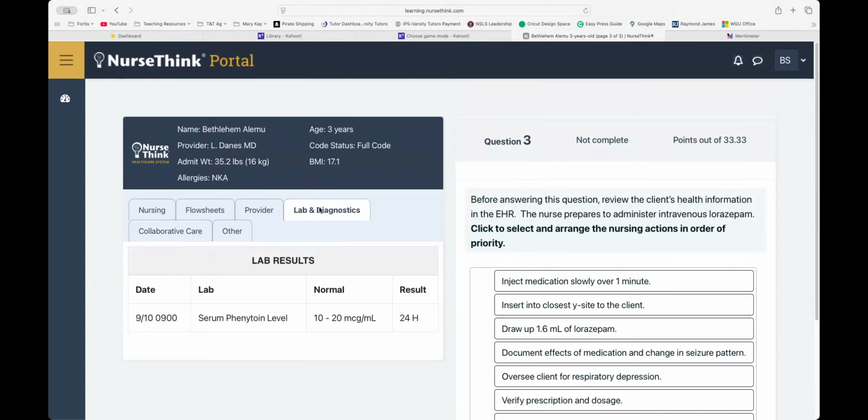So let's take a peek at his labs. What do we see that is alarming? Phenytoin levels are up. Yep, our phenytoin levels are really elevated. So that medication toxicity that we talked about, that's why we're seeing that rash and those red, beefy, bleeding gums. Our phenytoin levels are too high.